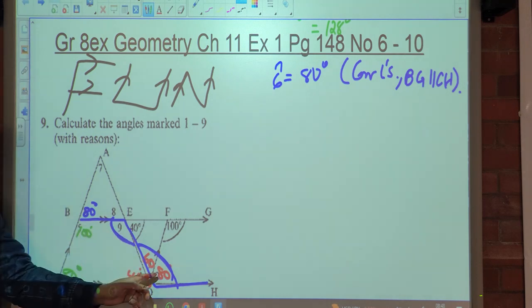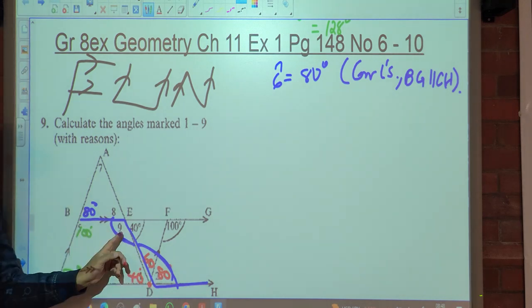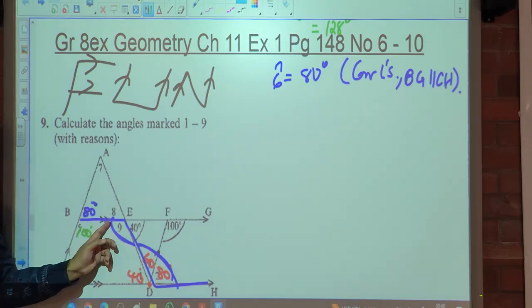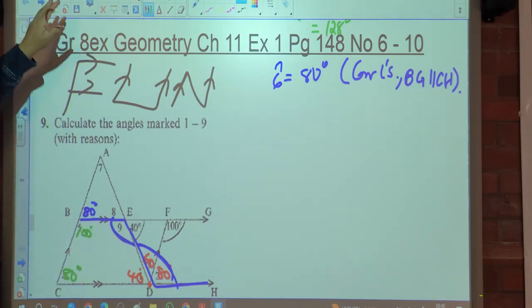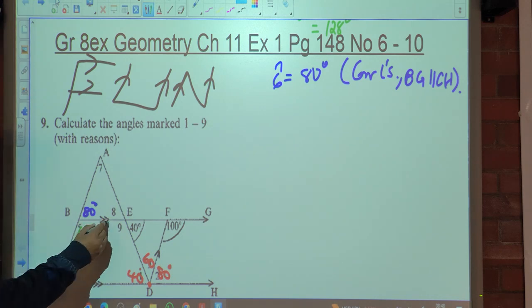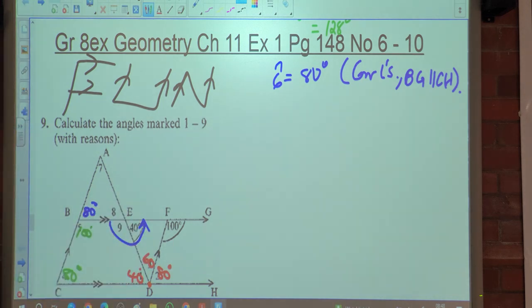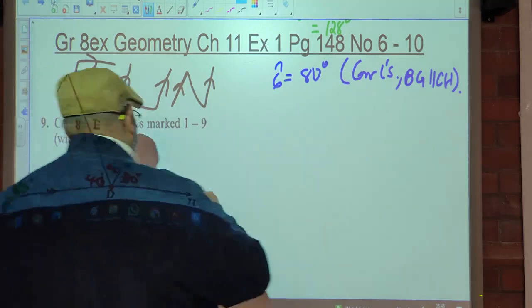Why? 60 plus 80 is equal to 9. Why? Alternate angles, yes. And there's another way. Angles in any one of those, you get it right. You see how easy maths is? There's many ways to do the sum.